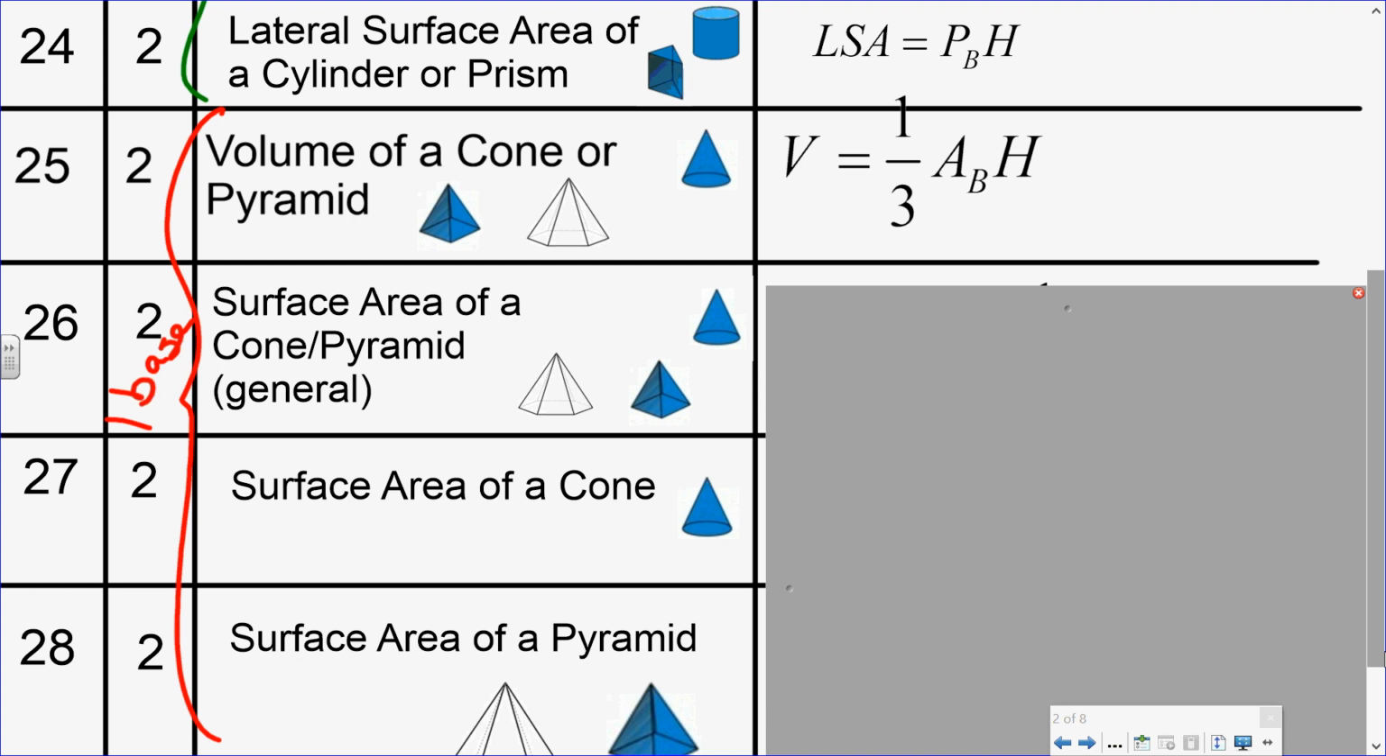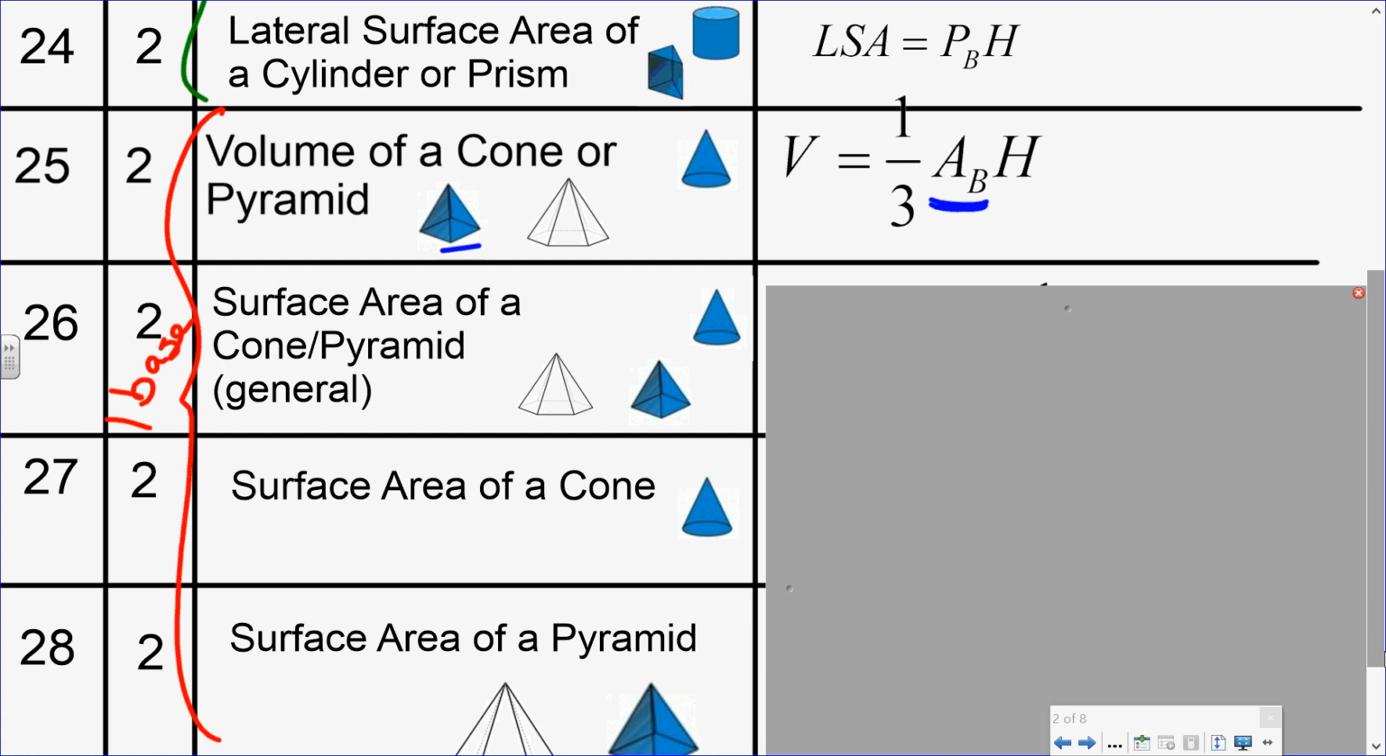If it is a cone with a circle for a base, we'd put pi r squared in right there. If it has a rectangle for a base, we'd put the length times the width in there. If it had a triangle for a base, we'd have a half times little b little h that we would next substitute in for that part of the formula.